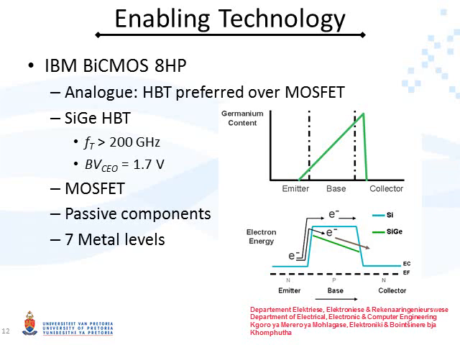The IBM BiCMOS technology consists of both silicon germanium HBT and MOSFET active devices. The silicon germanium HBT used in the design has a transition frequency greater than 200 GHz and is well suited for power amplifier applications at 60 GHz. The major design constraint with the silicon germanium HBTs is the low breakdown voltage, which reduces the available output power. The CMOS transistors can be used in the digital circuitry.